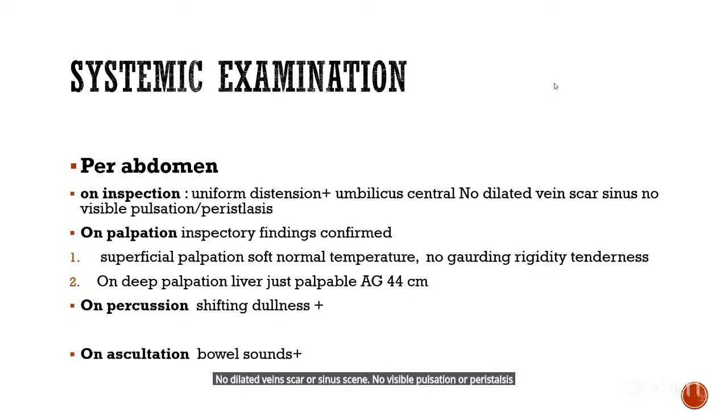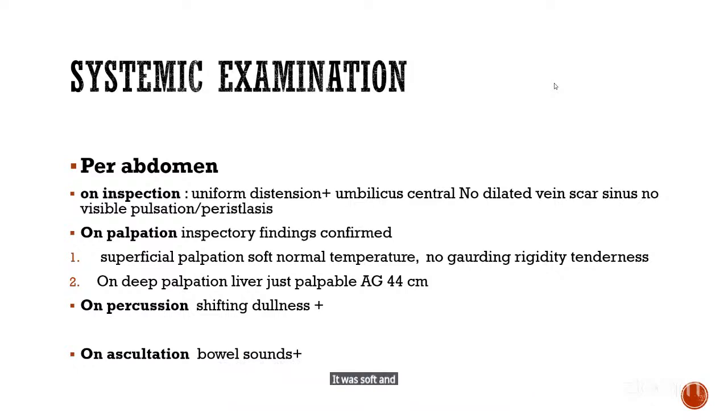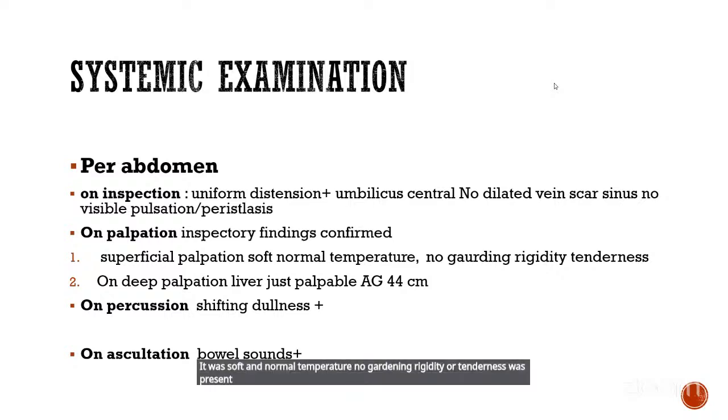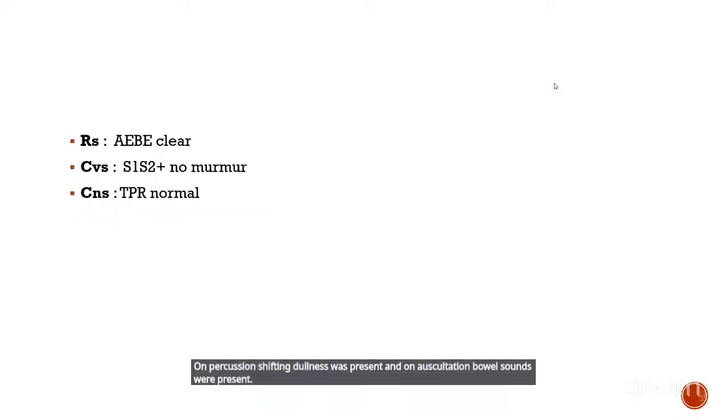No visible pulsation or peristalsis seen. On palpatory findings, inspectory findings were confirmed. On superficial palpation, it was soft and normal temperature. No guarding, rigidity or tenderness was present. On deep palpation, liver was just palpable. Abdominal girth was 44 centimeter. No splenomegaly. On percussion, shifting dullness was present, and on auscultation, bowel sounds were present. Other systems were normal.